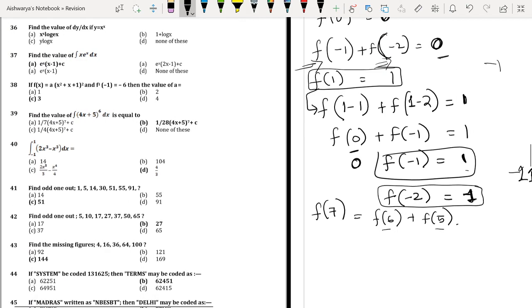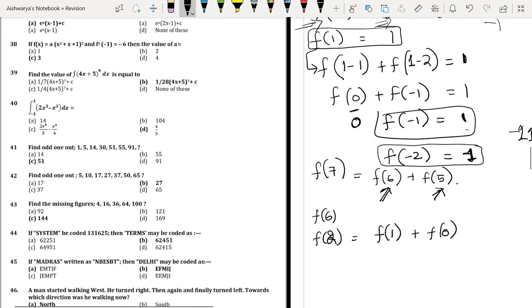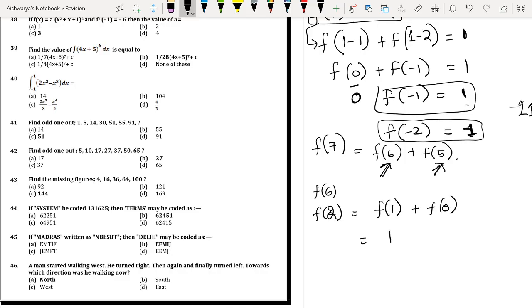So I think this will take some time because I have to calculate this value. Again, we will find out what is f of 6, what is f of 5. We'll keep going backward. We'll have to start with f of 2. F of 2 is nothing but f of 1 plus f of 0. You know the value of f of 1 and f of 0. F of 1 is 1, f of 0 is 0. So f of 2 is given as 1. Like that we have to keep doing it.